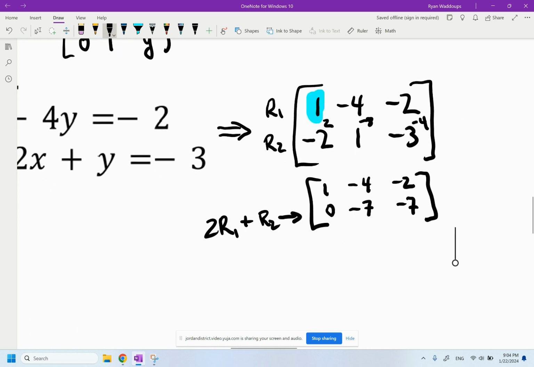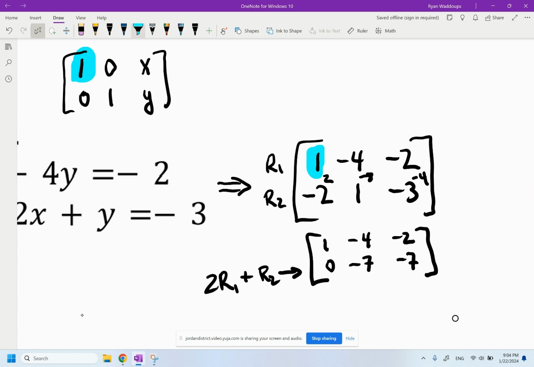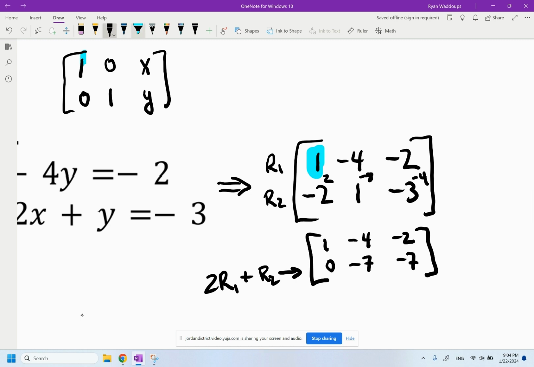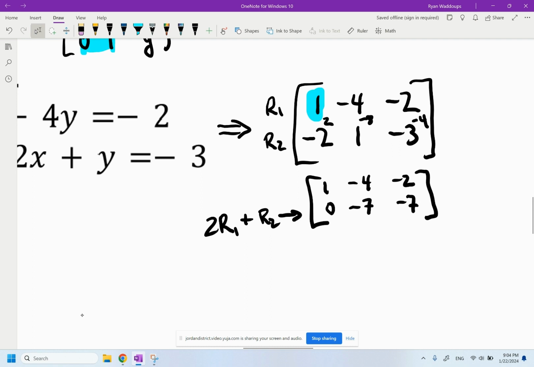Now, if you've watched some other videos, you already know this, but we kind of want to work in this direction. We want to start up here and get that to be a 1, and then move down here and get that to be a 0, and then go over here and get this to be a 1, and then finally move up here and get that a 0. If you do that, that is the best way for this to work. So I've got a 1 and I've got a 0. Now I need to make that -7 a 1.